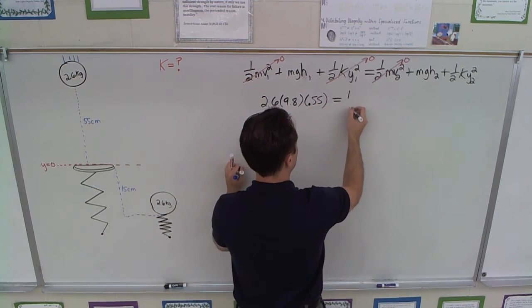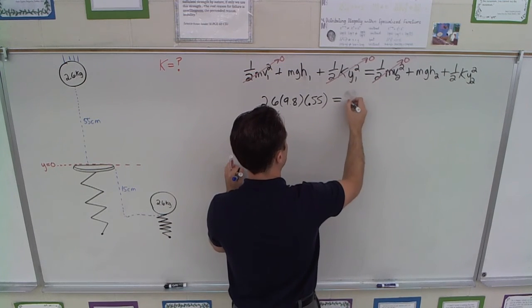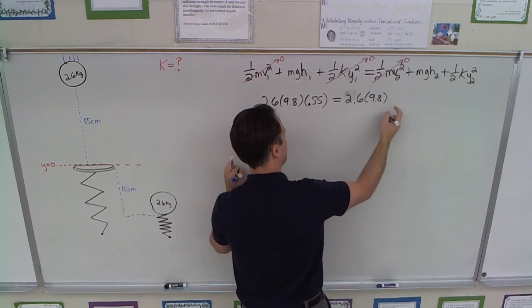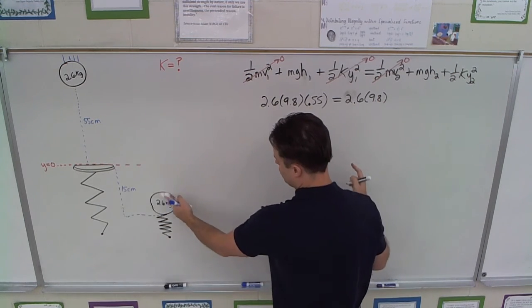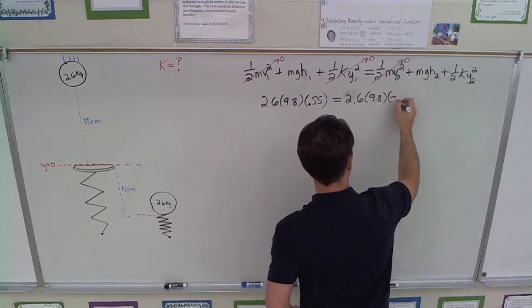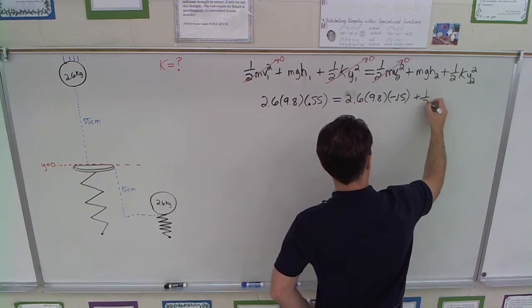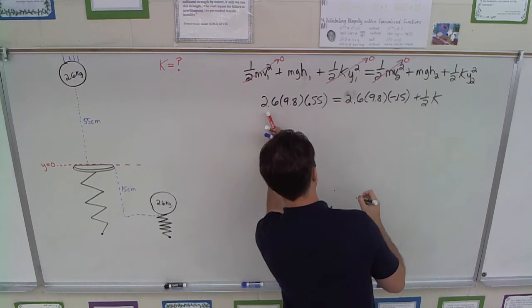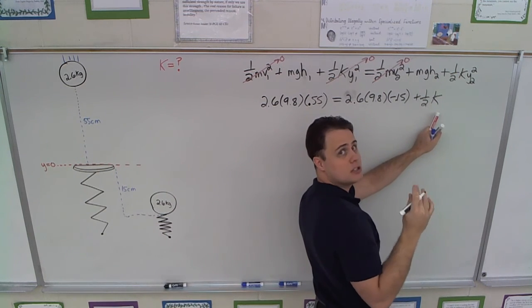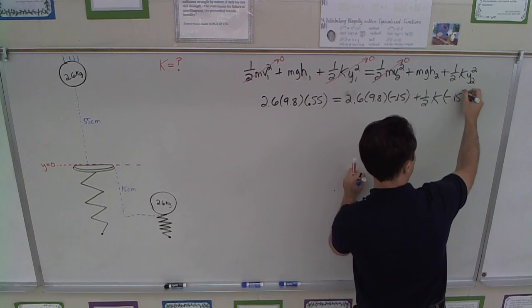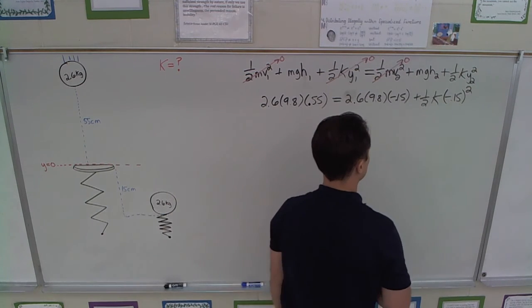And then over here I have, nope, I don't have a half there. I have the mass of the ball, I have gravity, I have the height at this point, which is going to be negative 15 centimeters, so negative 0.15. And then I have plus 1/2, the thing I want, K. I don't see any other variables so far, so we should easily succeed in solving for K. And again, I have negative 0.15 centimeters. This time it's squared there.